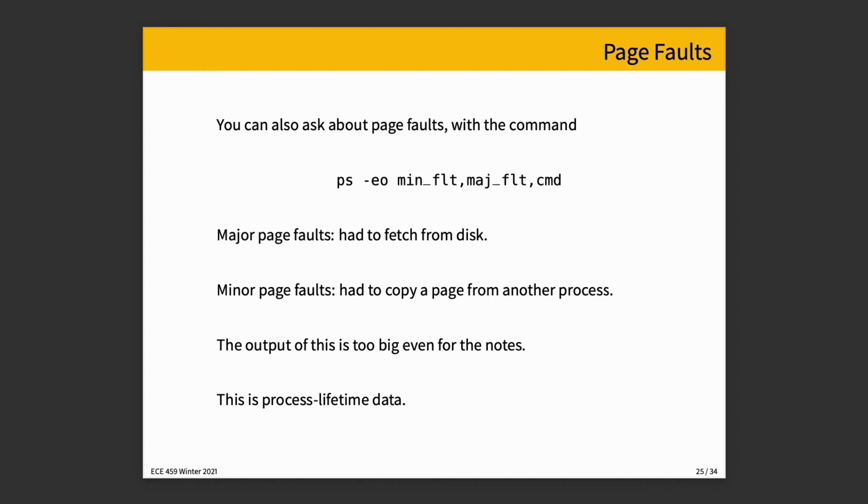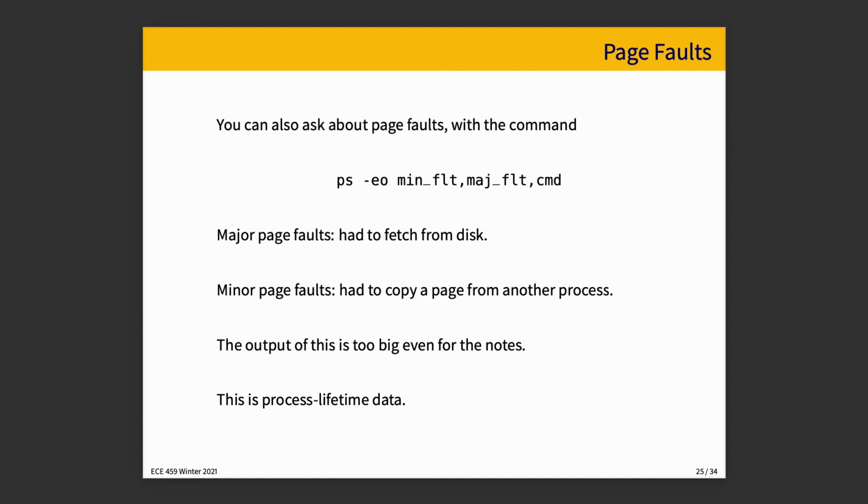Okay, you can also ask about page faults. The Unix command for this is ps -eo, and then the columns that you're interested in are minor faults and major faults, and cmd, which also tells you some more about the process. Major page faults are when we had to go fetch it from disk. Minor is when we copied a page from another process.